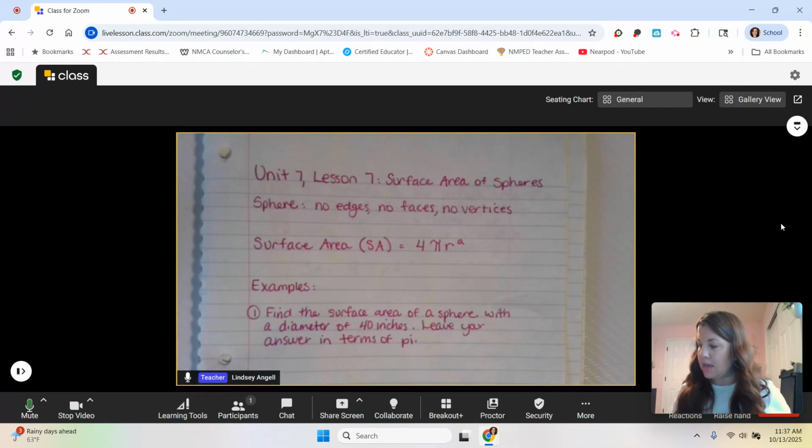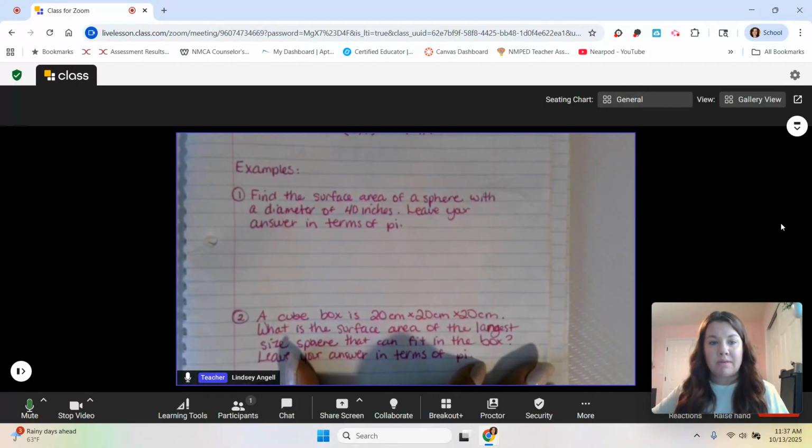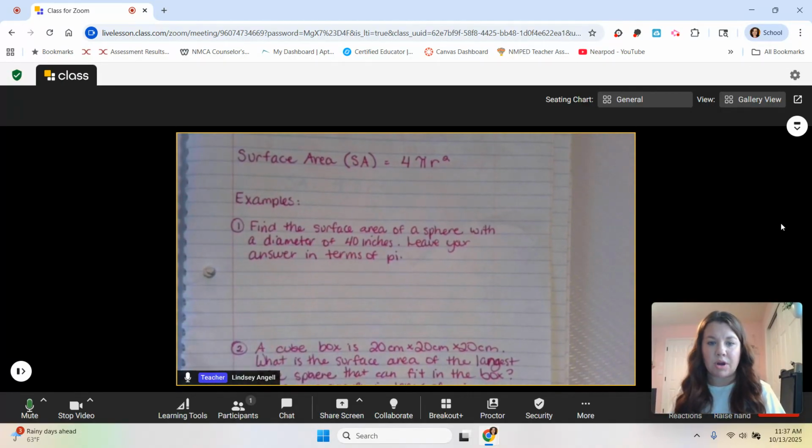The best way for us to work on this is to get straight into examples. So let's go ahead and do that now. Number 1, find the surface area of a sphere with a diameter of 40 inches. Leave your answer in terms of pi. This is a new thing for us, and I'm going to show you what that means when we solve.